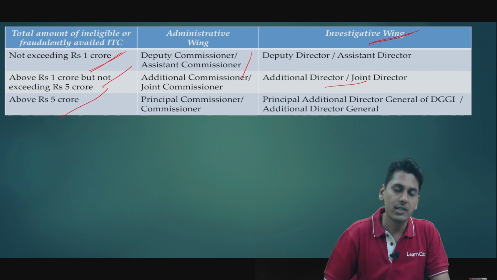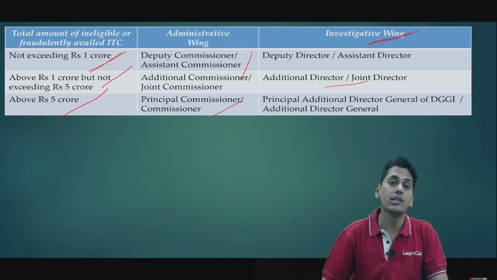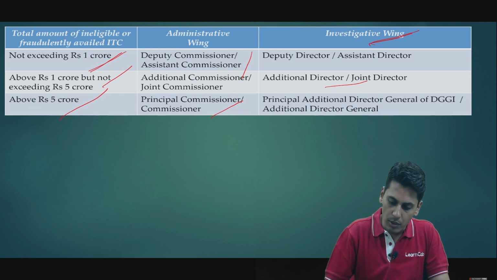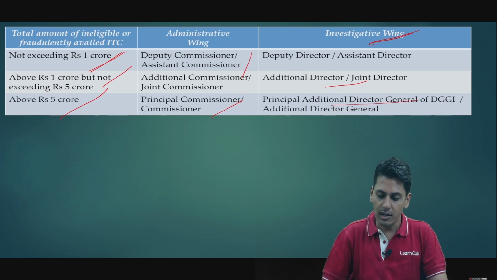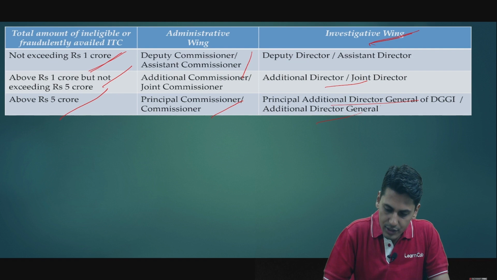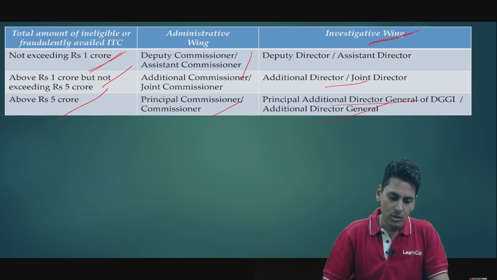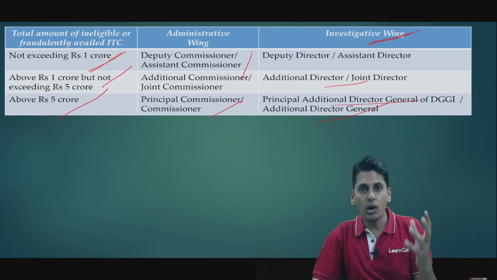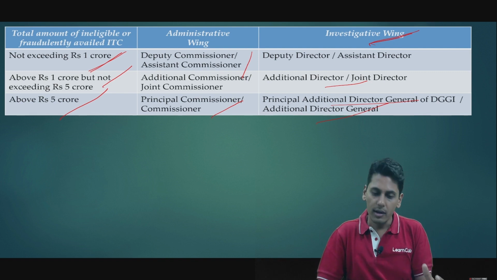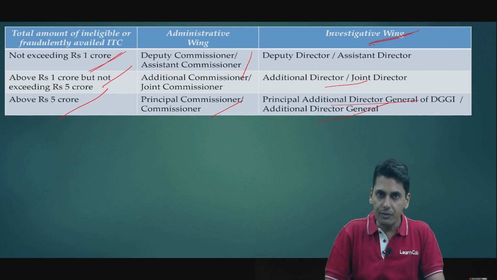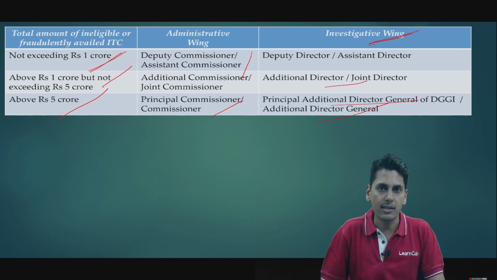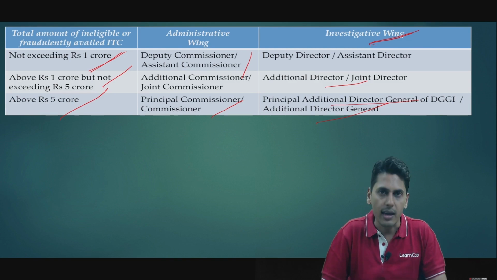If it is above rupees 5 crore, it is going to be principal commissioner or commissioner. Here it is going to be principal additional director general of DGGI or additional director general. So friends, these are the slabs, these are the quantums, and based on the quantum, these are the designated officers who can block the input tax credit under rule number 86A.